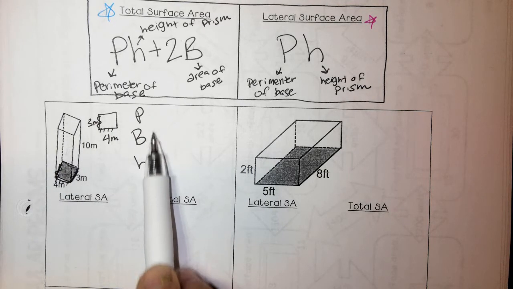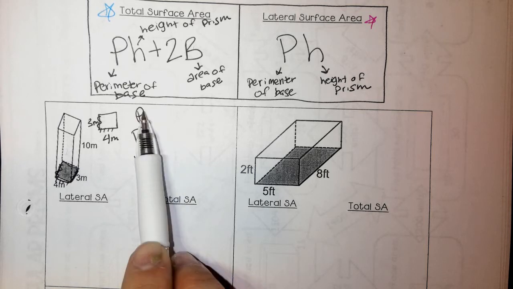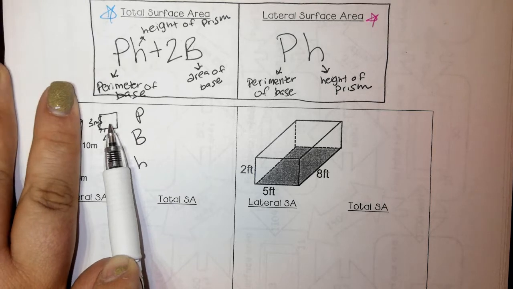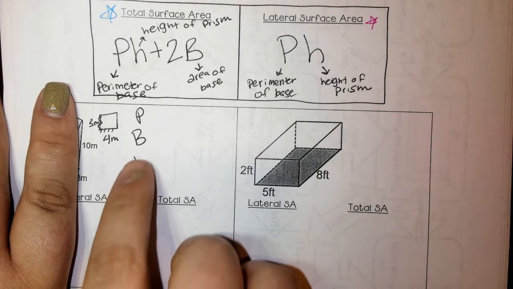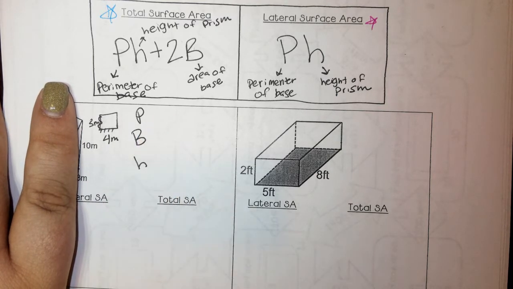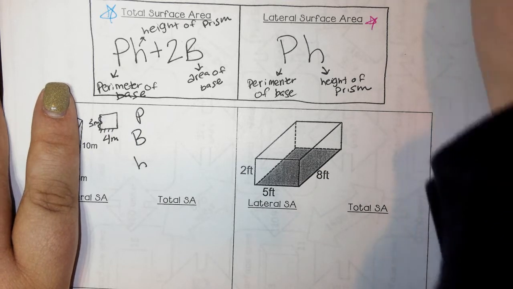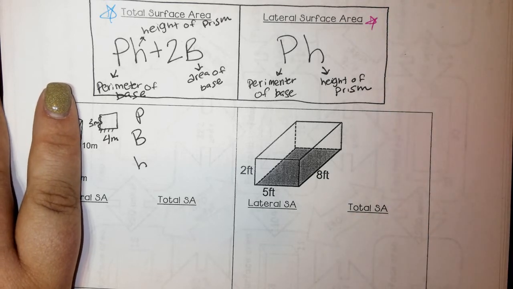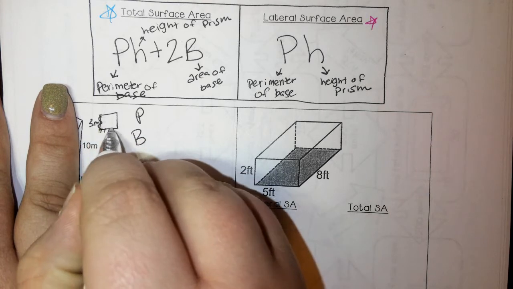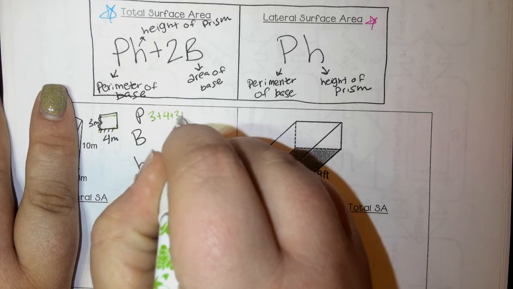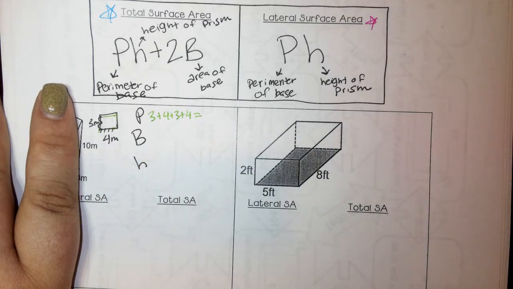We're finding capital letters P and B. Those are both things that pertain to the base. So I'm going to cover up the 3D figure and only look at the base that I've redrawn to find capital P, the perimeter of the base, and capital B, the area of the base. Capital P is the perimeter, and to find the perimeter, we're just going to add up all the sides. That's 3 plus 4 plus 3 plus another 4, and that is 14.